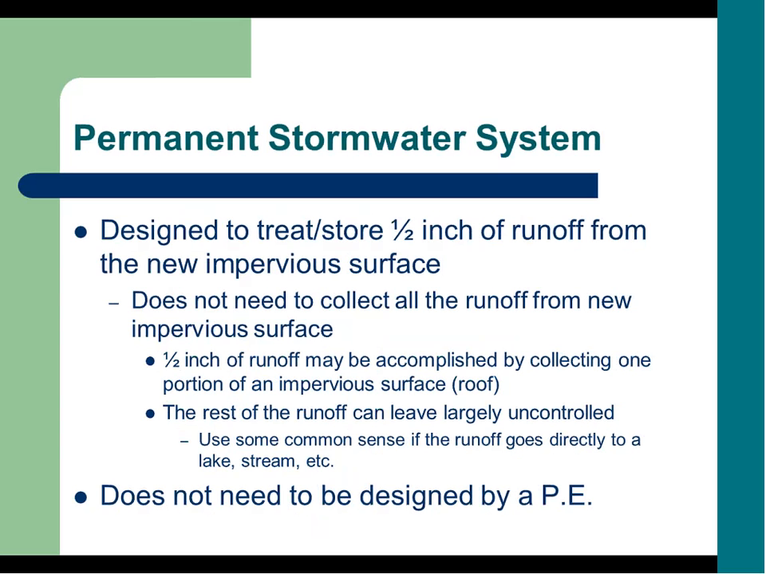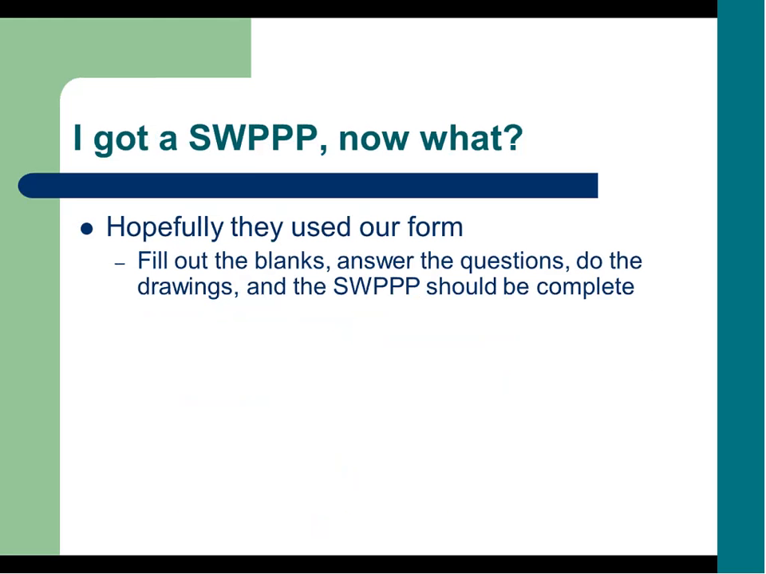Permanent stormwater systems are designed to treat the first ½ inch of runoff from the new impervious surface. It does not need to collect all the runoff, just that first ½ inch. And it also does not need to be designed by a professional engineer. So if you do have a SWIP, what do you do then? Well, we're hoping that they use our form because it's pretty straightforward. You fill in the blanks, if you answer all the questions, you should be good to go.